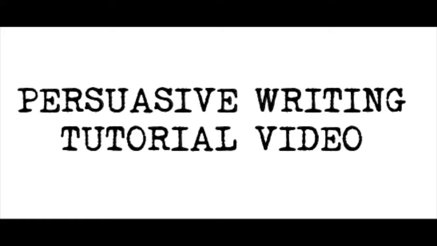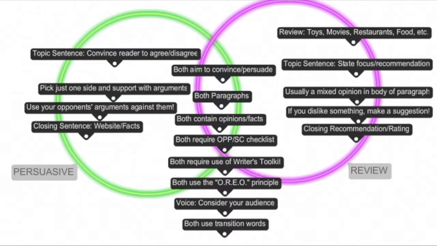The following tutorial video will walk you through how to write an outstanding, persuasive writing paragraph. As previously mentioned in my review writing tutorial video, review writing and persuasive writing have many commonalities and differences. The major one being that in a persuasive writing text form piece, one is to pick just one side of an argument and support it, as opposed to having a mixed opinion in the body of a paragraph of likes, dislikes, reasons, and supporting examples.